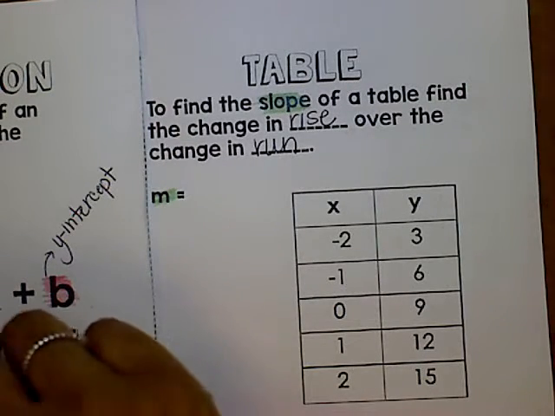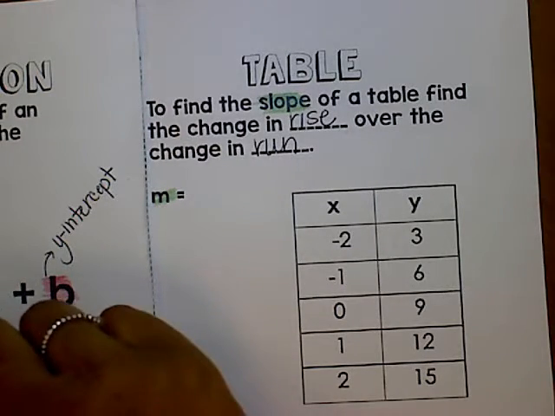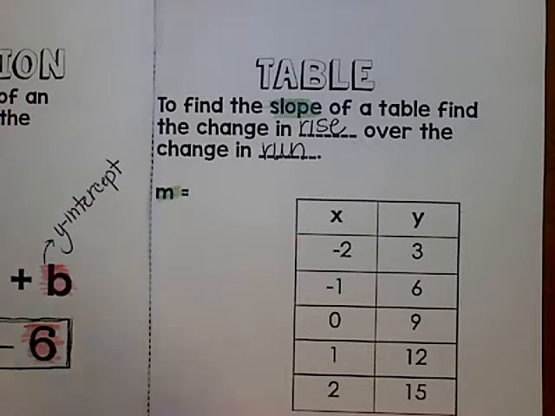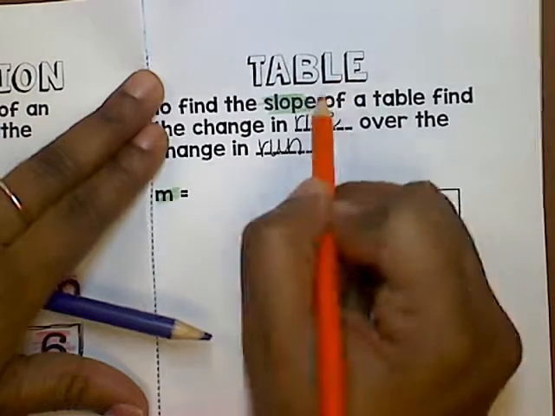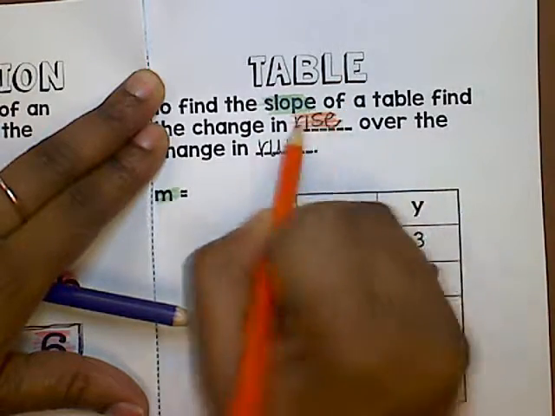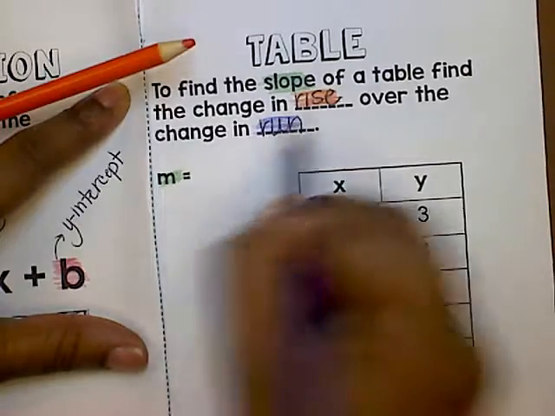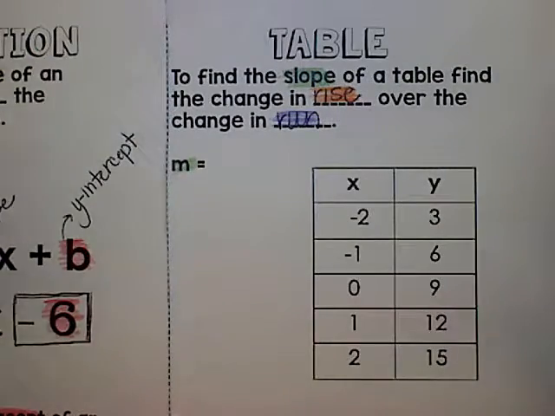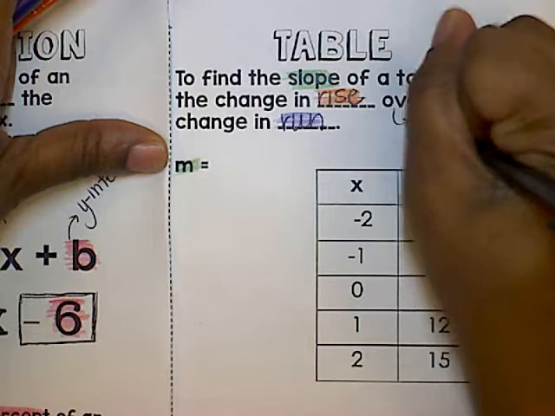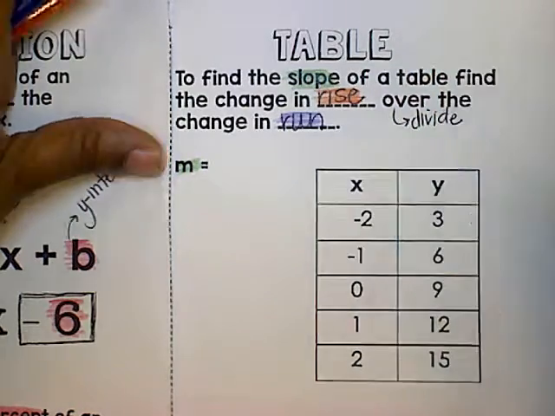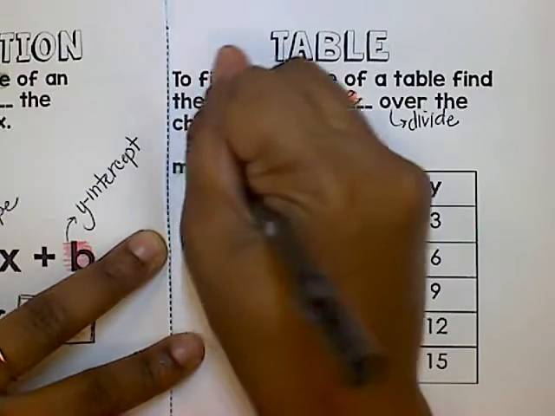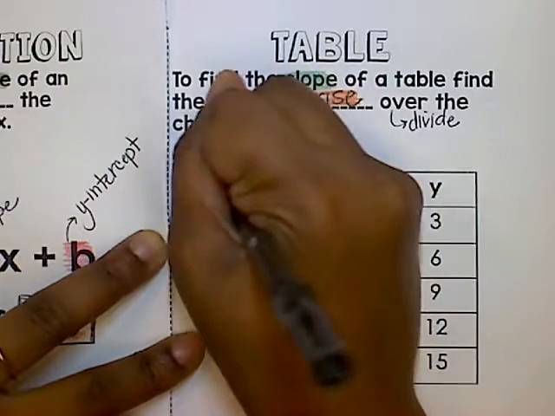And so now you need 2 other colors to show our rise and our run. So my rise is going to be orange. My run is going to be blue. And remember, rise over, this word over is telling us to divide. Okay? So you have rise over run.